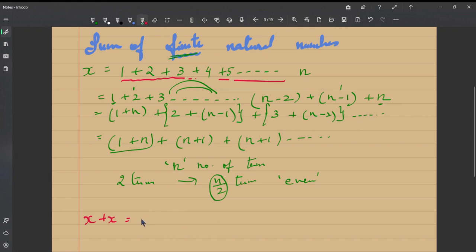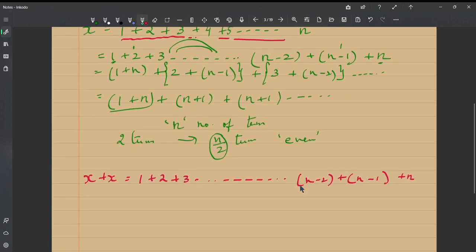Now rewriting again. I have once this sum 1 plus 2 plus 3 and so on till n minus 2 plus n minus 1 plus n, but I have to add it again because we are making an x plus x. We are going to add it twice, but for the second time, let me add it in the reverse order. Reason, number one, addition is commutative. Number two, anyway, we are going to add it like this, 1 plus n.